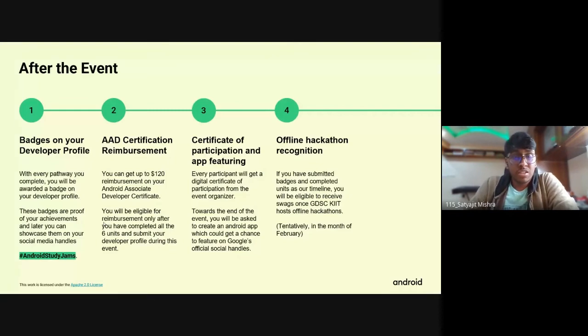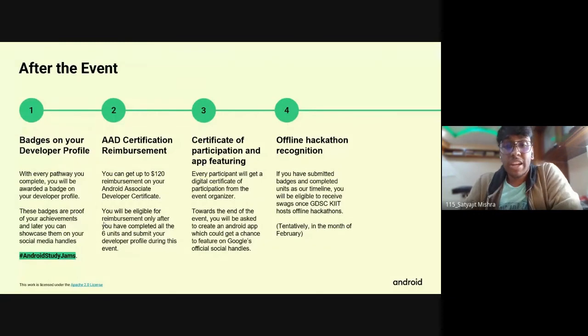Here are some of the rewards that you will be getting. First, you will be getting badges on your profile. Second, you will be getting the Android Associate Developer Certificate reimbursement of up to $120. It's a huge discount, if you know what I mean. If you complete all the 6 units during our event, during this Android Study Jam, then you will be eligible to get that discount.